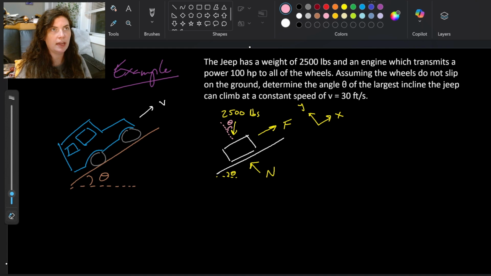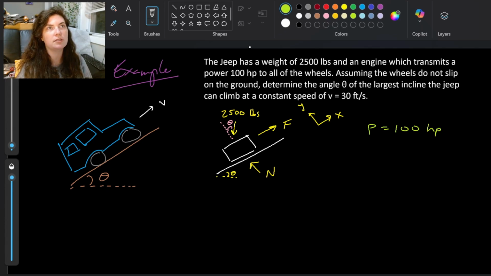All right, so now we've got a handy little free body diagram. Let's pick out what other good information this problem had for us. We had the weight of 2,500 pounds, which we put on our free body diagram. It transmits a power of 100 horsepower to all of the wheels. Assuming the wheels do not slip, determine the angle theta of the largest incline it can climb when V equals 30 feet per second.